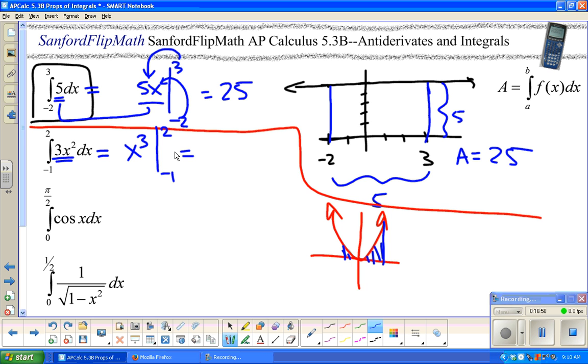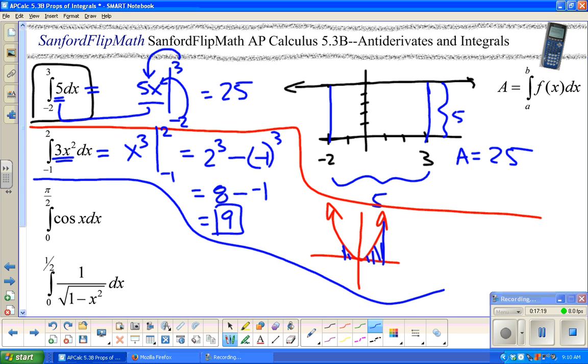Okay, so we're going to evaluate this at -1 and at 2, and we're going to subtract. It's always the one from the top minus the one from the bottom. So this becomes 8 minus -1, also known as 9. So the area between -1 and 2 under 3x squared is 9.